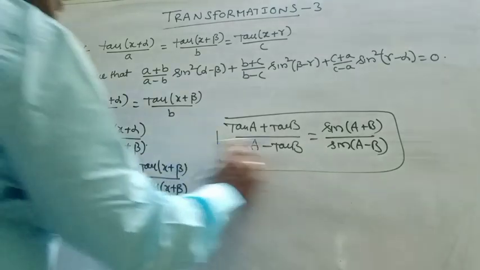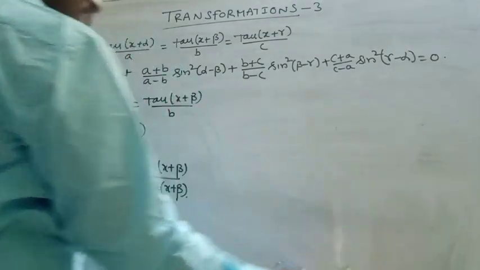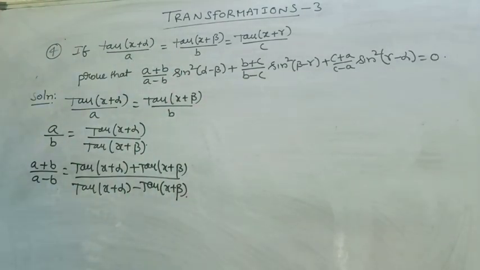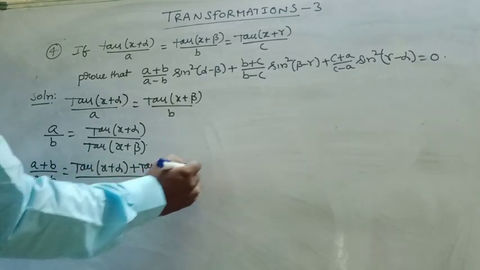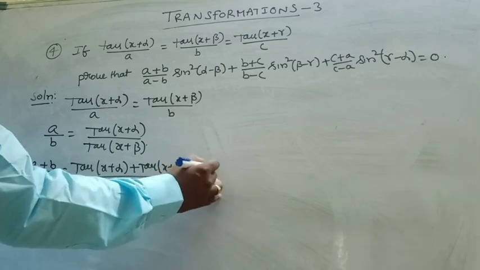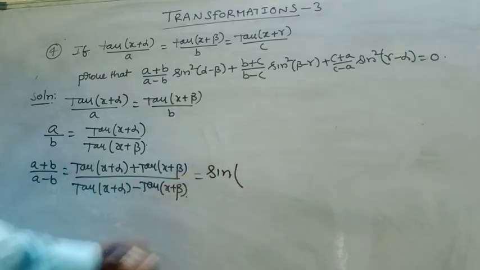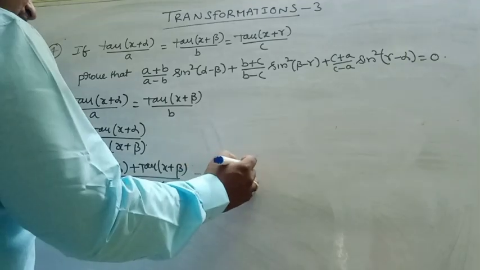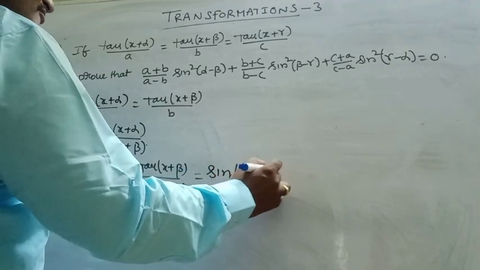Wonderful. Now using this, my dear students, once we have got tan a plus tan b by tan a minus tan b, that is what I told you. Now I told you that this is equal to sin a plus b by sin a minus b. Sin a plus b means what you are going to get? 2x plus alpha plus beta.